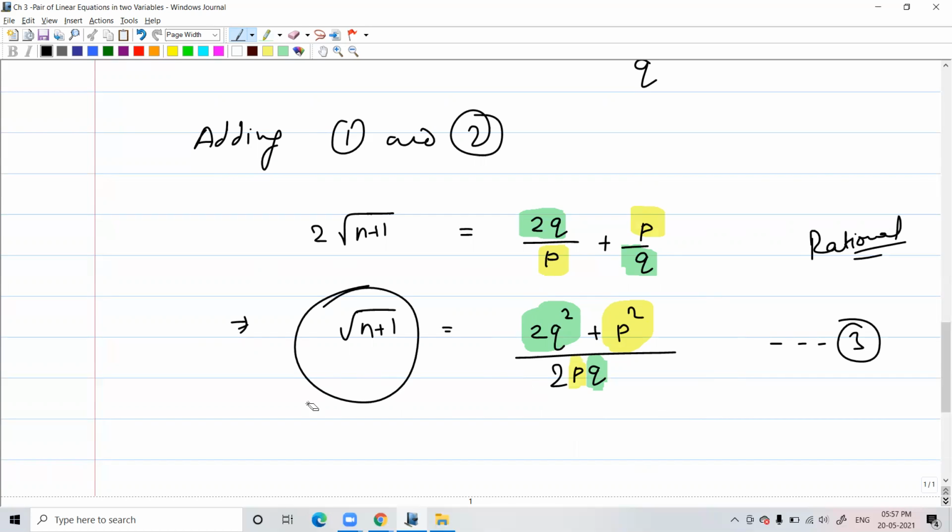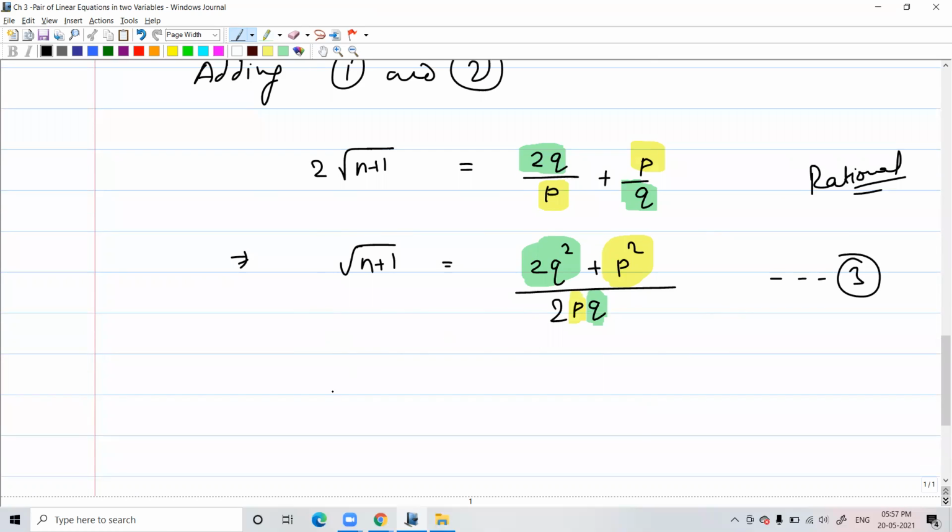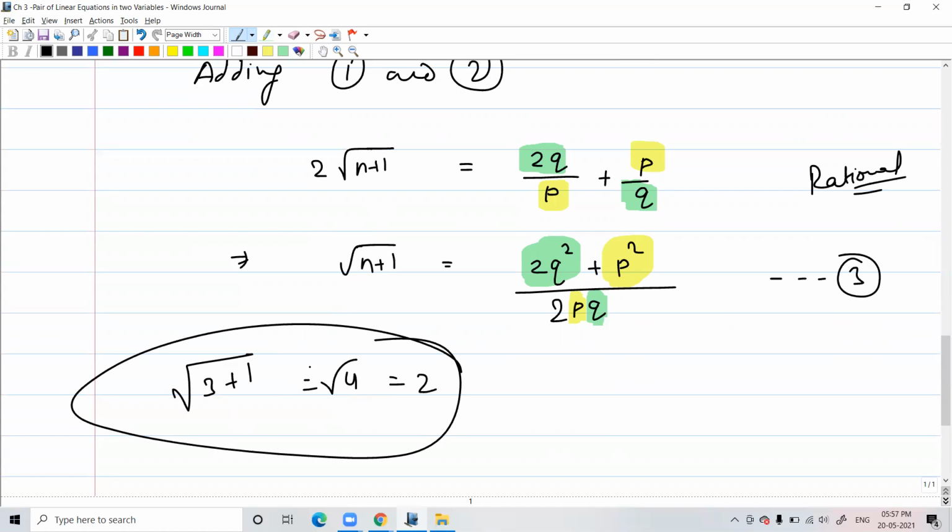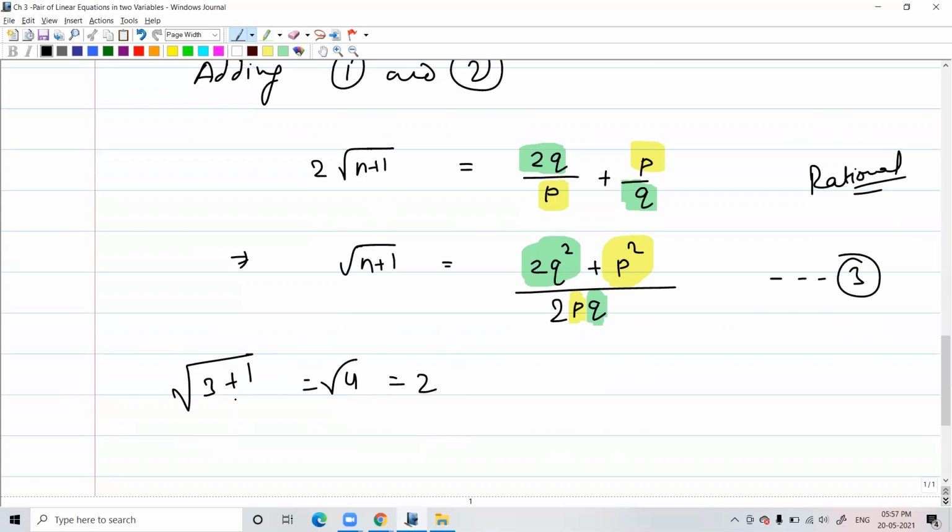Can you tell that LHS is irrational at this point? Can we say that? We can't, because if we had a particular number like root 2, then we can say that we know that root 2 is irrational. But imagine if that n was equal to 3. Then 3 plus 1 becomes square root of 4 and this becomes a rational number, no? So if n is equal to 3, then it will become rational. But if n is equal to 2, then 2 plus 1 becomes 3.